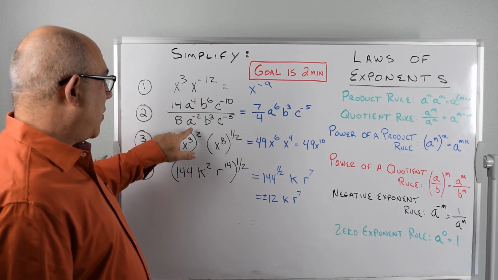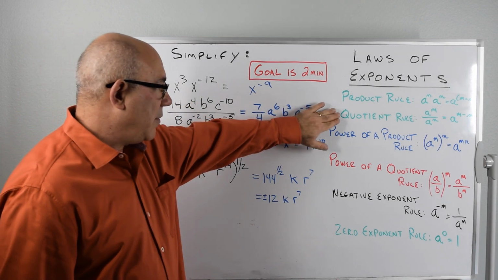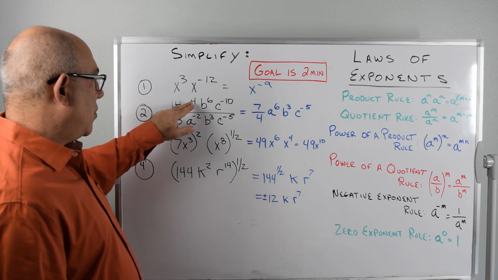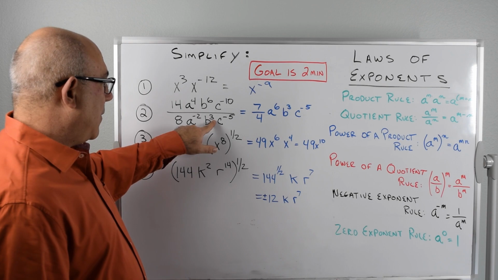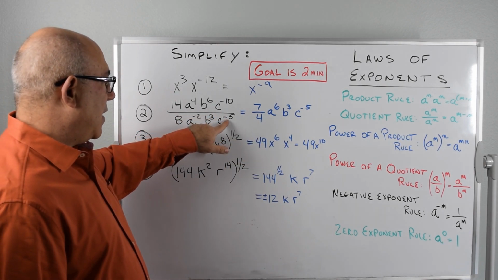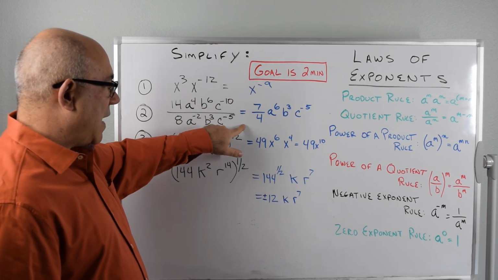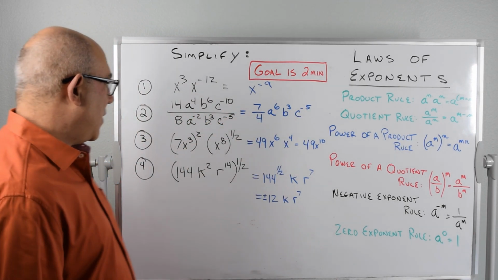A to the 4th divided by, this is all a quotient rule. A to the 4th subtracting a minus 2 gives us a to the 6th. The 6 minus 3 gives us b cubed. And the minus 10 and the minus 5, that means we add 5 here. So we subtract a minus 5, that's adding 5, that becomes c to the minus 5th.